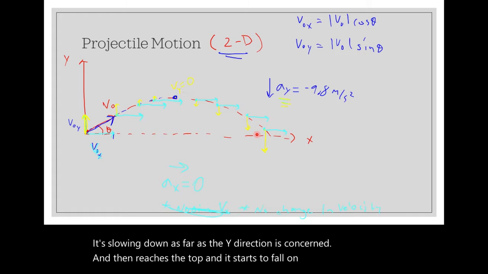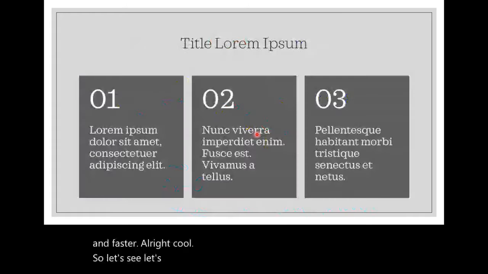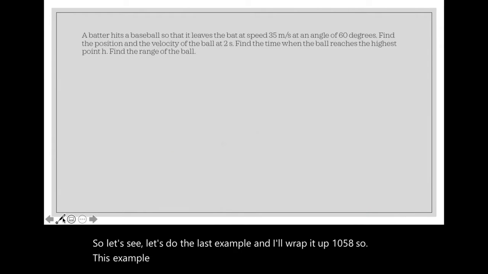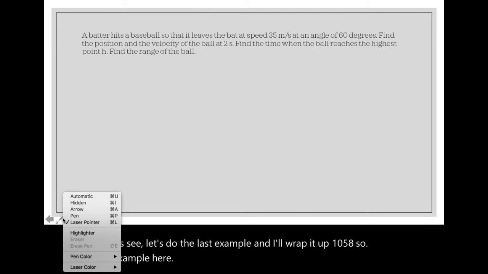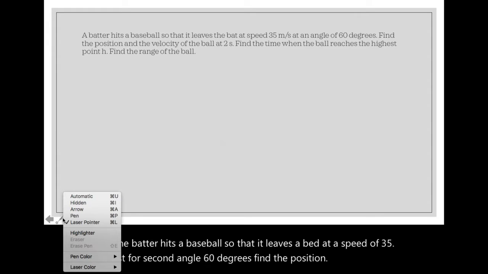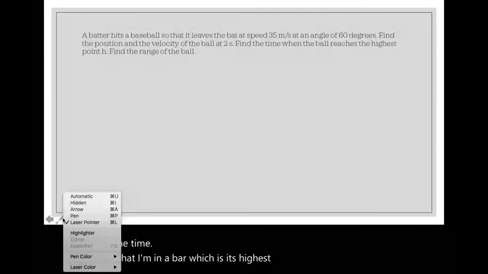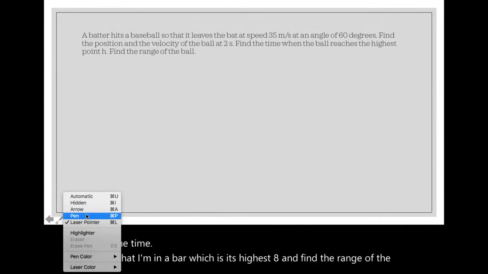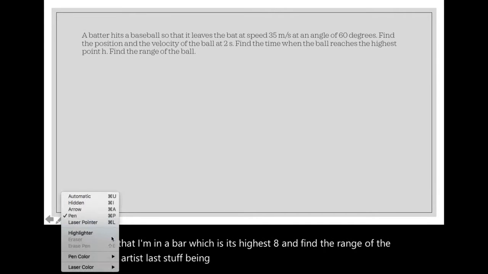So let's do this last example and I'll wrap it up. It's 10:58. So this example here says a batter hits a baseball so that it leaves the bat at a speed of 35 meters per second at an angle of 60 degrees. Find the position and the velocity of the ball at 2 seconds. Find the time when the ball reaches its highest point H and find the range of the ball. Alright, so there's a lot of stuff being asked here.